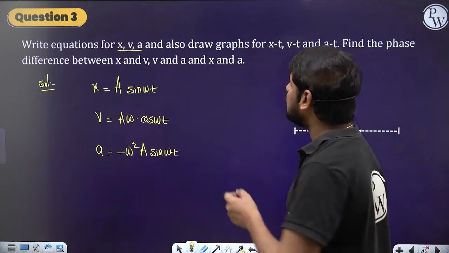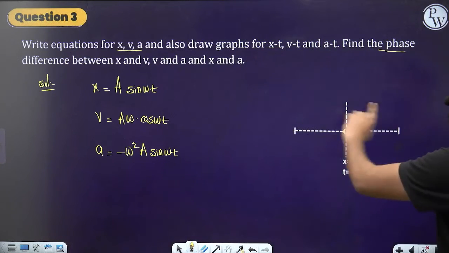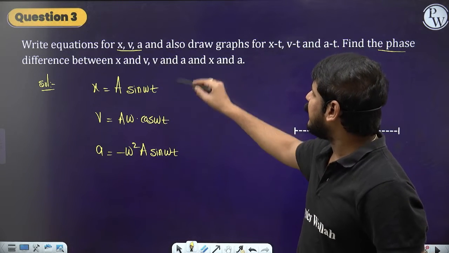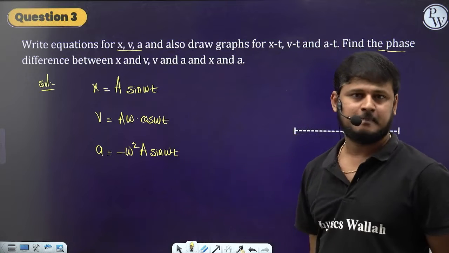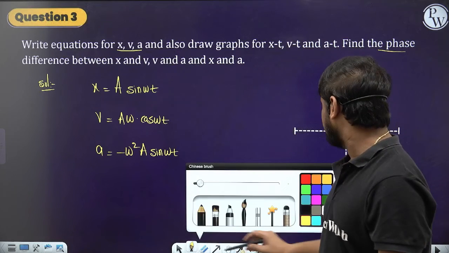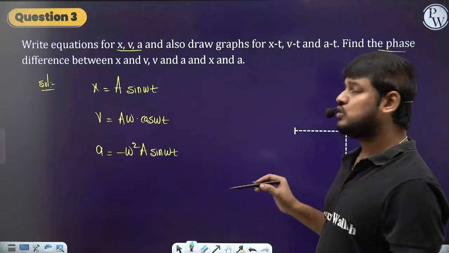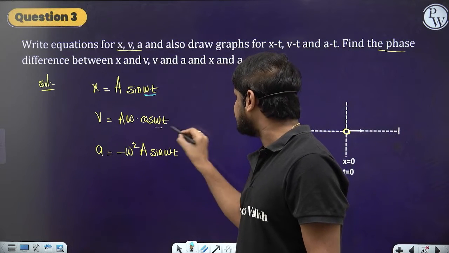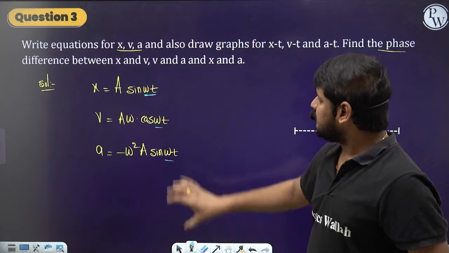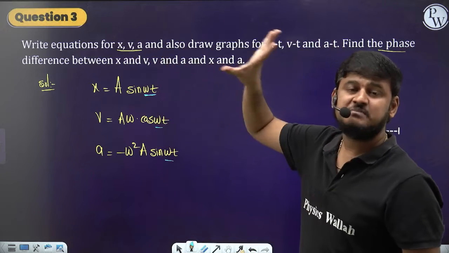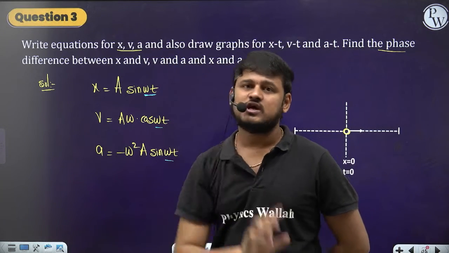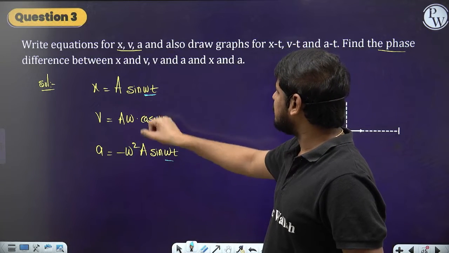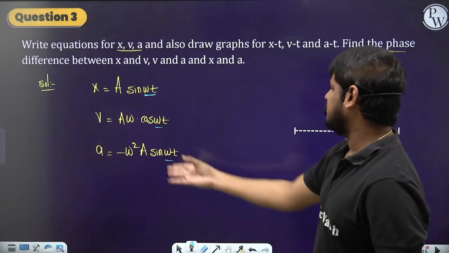Chal. Now, they are asking what is the phase difference between x and v, v and a, and x and a. So here you have to concentrate. To find the phase difference, this one is called the phase. Omega t is the phase. Here omega t, here omega t. If they are in the same trigonometric function, then you can write the phase difference, guys. But it is in sine, it is in cos, and it is in sine again.